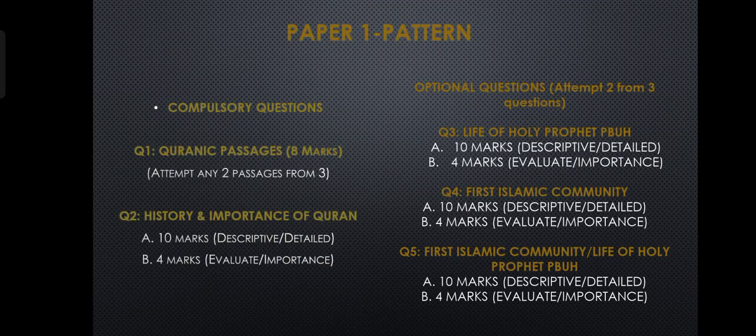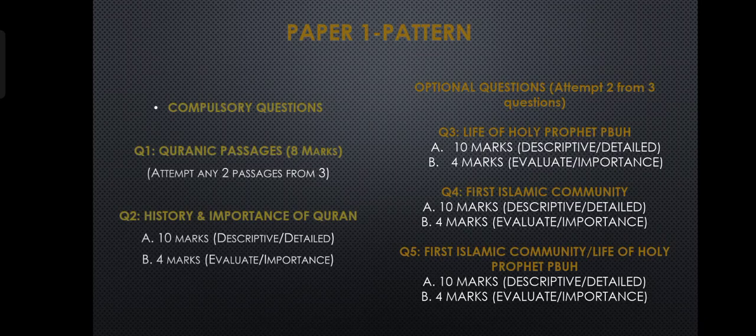The paper pattern of paper 1 is first the compulsory questions, which are 2 in total. Question 1 is the Quranic passages, which is worth 8 marks, and you have to attempt any 2 passages from a choice of 3. Whereas question number 2 is history and importance of Quran, which, as I have told you before, consists of 2 parts, the 10 marks question and the 4 marks question. The 10 marks need to be described in detail, whereas the 4 marks need to be evaluated.